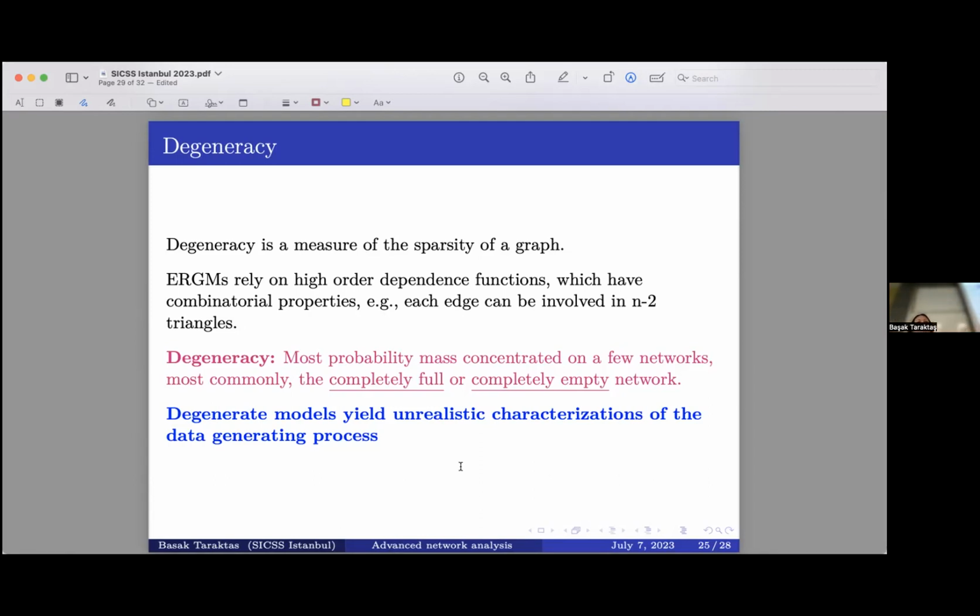So that's a problem because that makes your coefficients unstable. If you're working with ERGMs, exponential random graph models, this is one thing that you should bear in mind, because they are very prone to degeneracy. And again, degeneracy is a measure of the sparsity of the graph. So instead of finding the kinds of configurations that you want to find in the observed network, you either have a full network or a completely empty network. You are basically pulled to either of the extremes. And that's going to give you an unrealistic characterization of the data generating process. So how would you combat degeneracy? And we will talk about this.